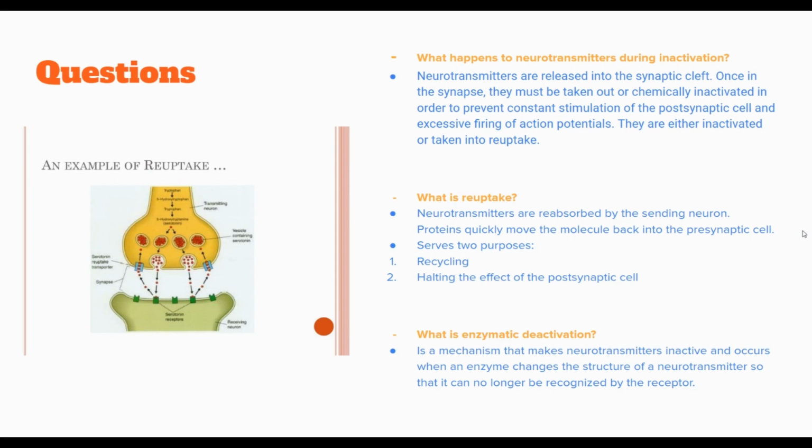Now, what's reuptake? Neurotransmitters are reabsorbed by the sending neuron. Proteins quickly move the molecule back into the presynaptic cell. Reuptake serves two purposes. One is recycling, and 2 is halting the effects on the postsynaptic cell. What is enzymatic deactivation? This is a mechanism that makes neurotransmitters inactive and occurs when an enzyme changes the structure of a neurotransmitter so that it can no longer be recognized by the receptor. And here is a little example on the left of reuptake with serotonin.